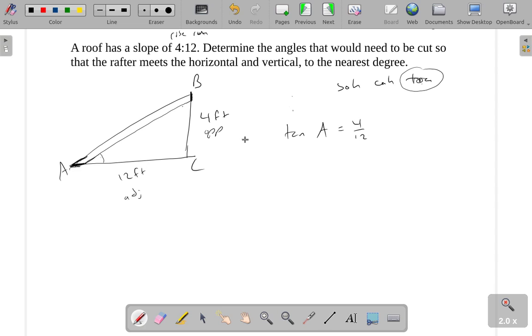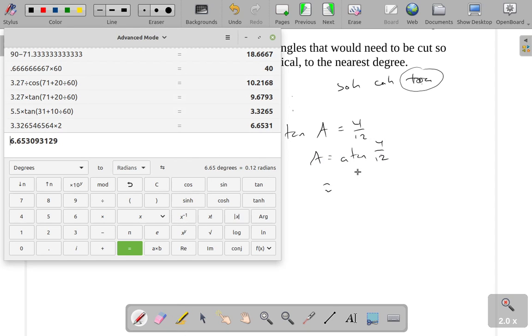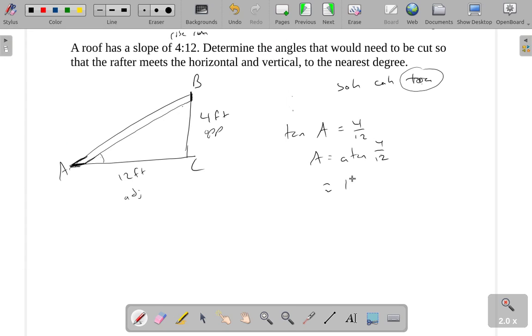Okay? And that means that A must be, well, I want to get rid of the tangent, which means I want to do the inverse tangent of 4/12. So A is the inverse tangent of 4/12, which is 18.4. We'll call this approximately 18 degrees.